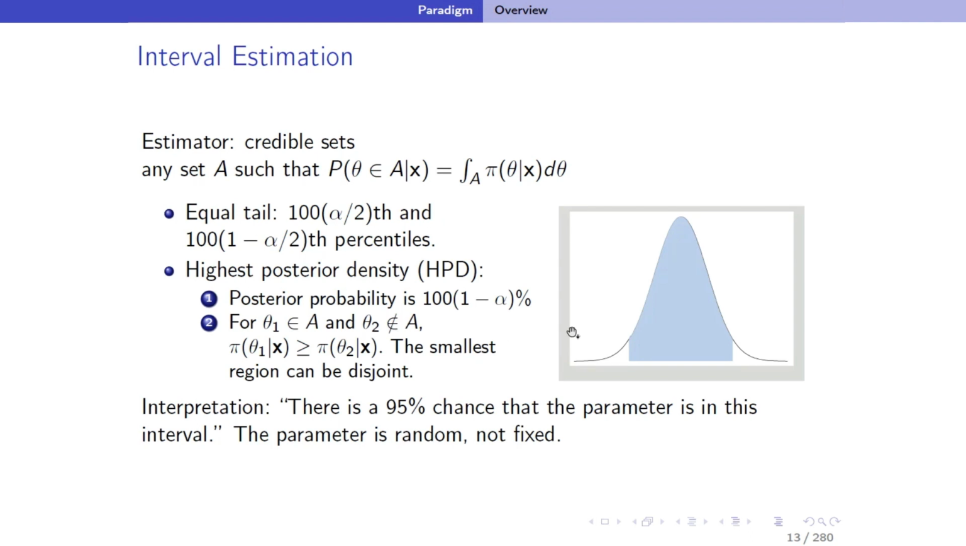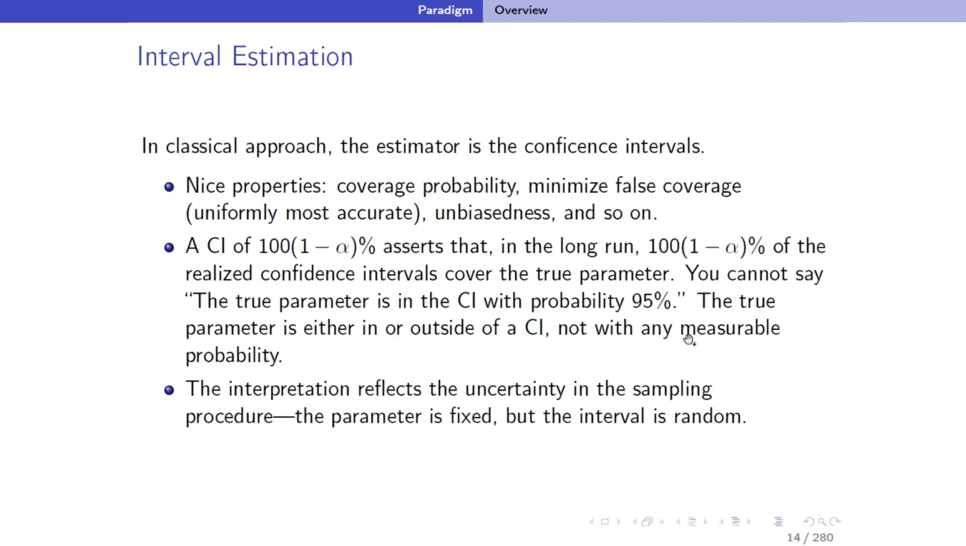And then the interval estimates, the Bayesian concept is called credible sets. And it is the area under the curve, essentially, 95%. And you can have many, many different areas of the curve, but most commonly people use equal tail, two sided, alpha over 2, since the distribution doesn't have to be symmetric. And the highest posterior density is the smallest interval that contains 95% of the probability mass. The interpretation is that there is a 95% chance that the parameter is in this interval. The parameter is random and it's not fixed, so you can say that.